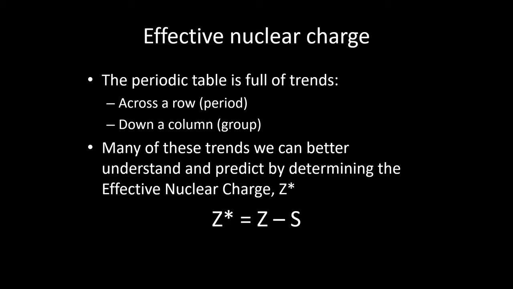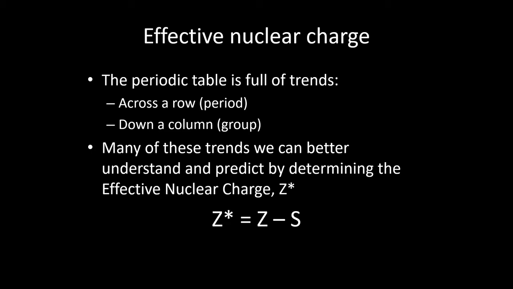So what the effective nuclear charge is, to put it in as simple terms as possible, is how strongly the outermost electrons can see or feel the nucleus. Electrons have a negative charge, protons in the nucleus have a positive charge, and there's an attraction between the two. The effective nuclear charge is saying essentially how strong that pull is. How strong is the pull of the nucleus on those outermost electrons?